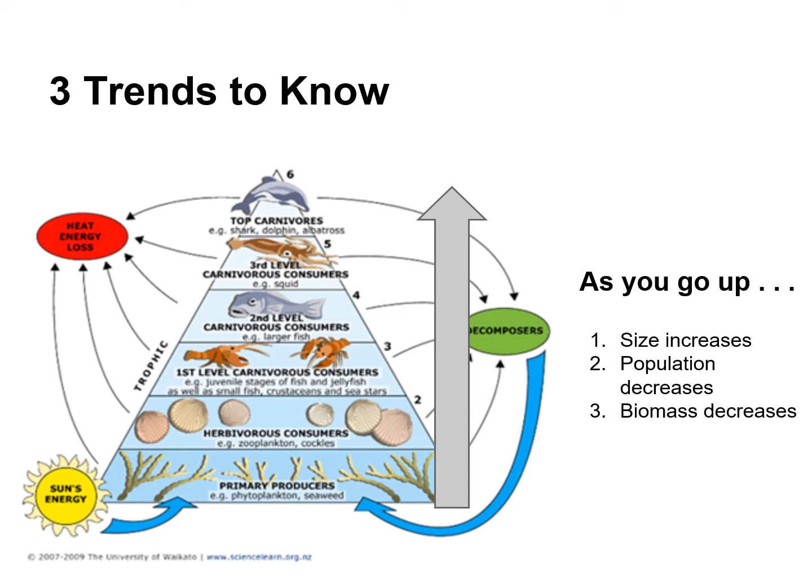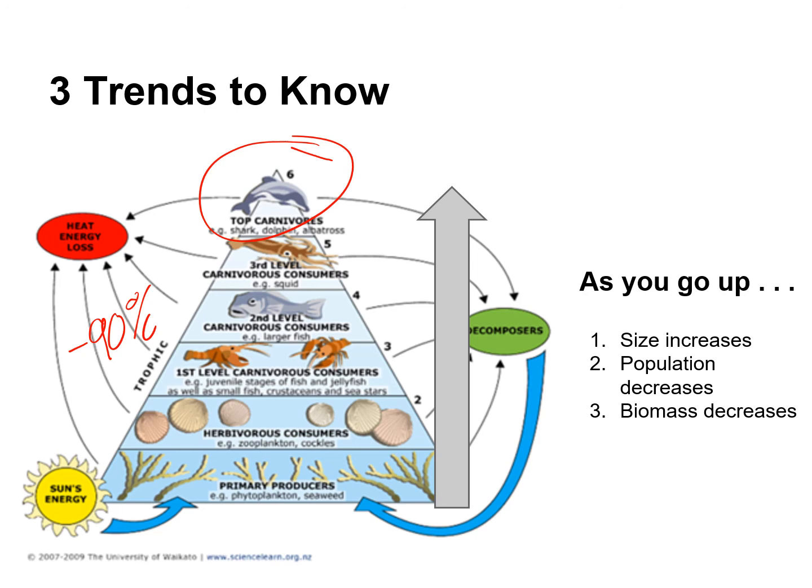The other thing is that the population is going to decrease, which goes along with size increasing. If you have a ton of dolphins just hanging around, it's not likely that you're going to have enough food to take care of all of those dolphins, because we're losing 90% of our energy as we go up the pyramid. So there's no way there's going to be enough primary producers to maintain a huge population of dolphins. So the population numbers are going to have to go down.